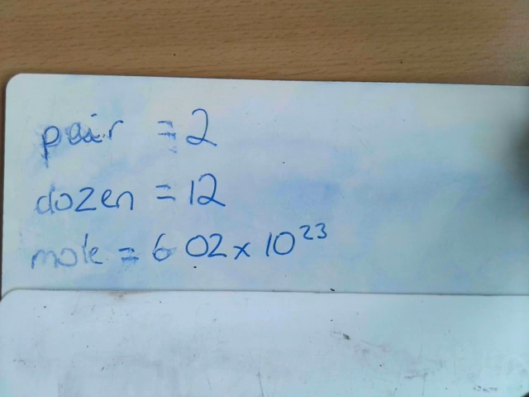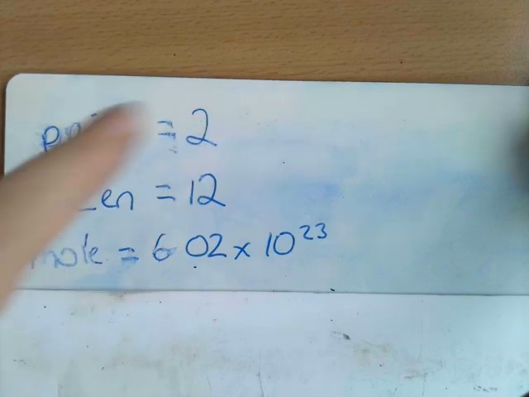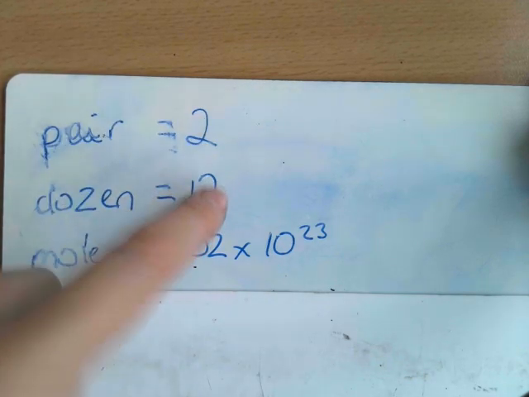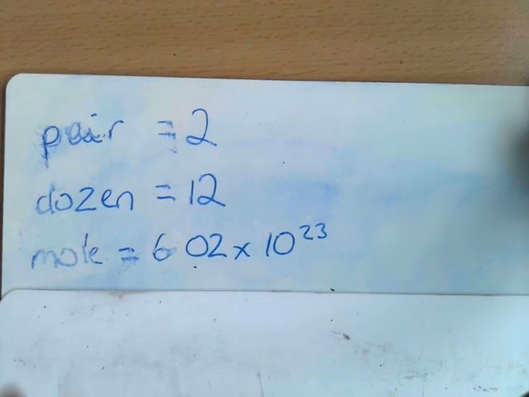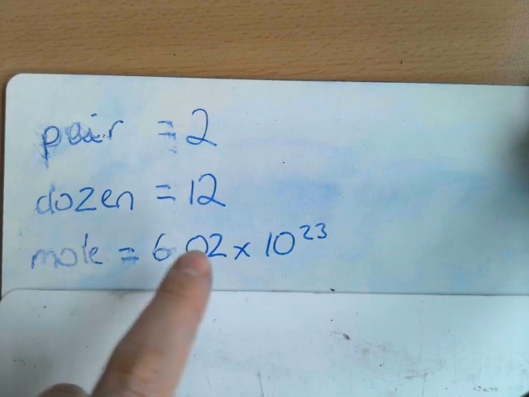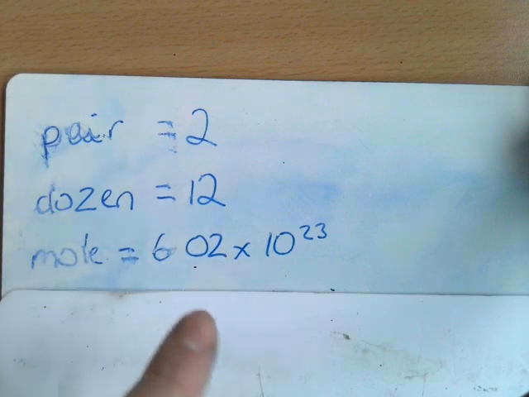So we have come across words that represent numbers plenty of times in real life. So pair represents the number 2, the word dozen represents the number 12, the word nil in football would represent the number 0, and then in chemistry we've got the word mole that represents the number 6.02 x 10^23.